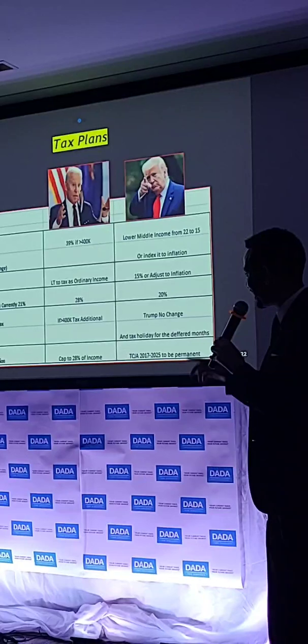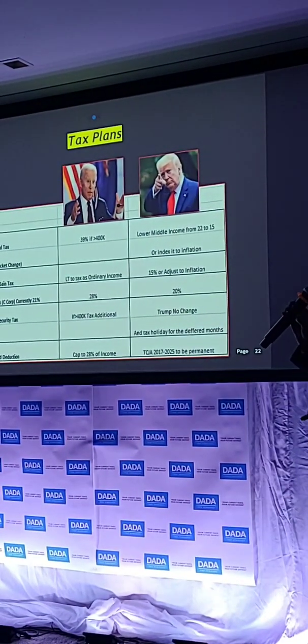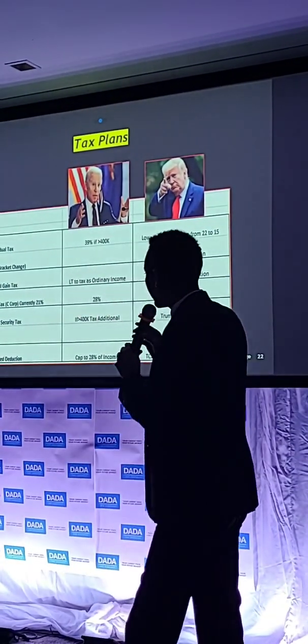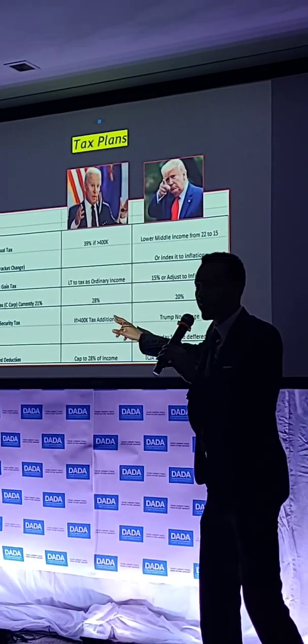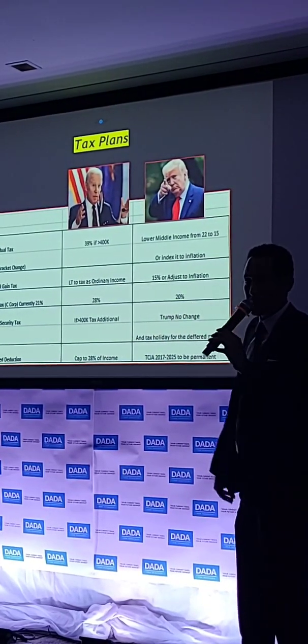Corporate taxes, this is the most interesting part that they are fighting for. Currently, it's 21% after Trump's tax laws in 2017. Biden is suggesting that it has to be 28%. Trump is suggesting to make it 20%.